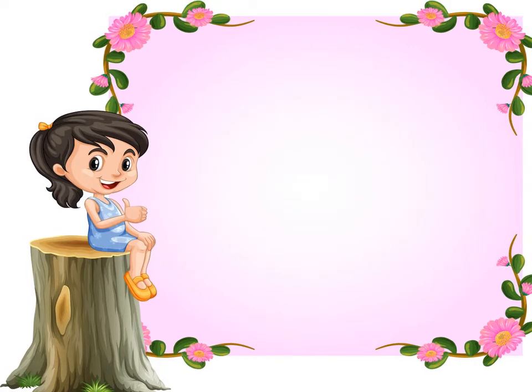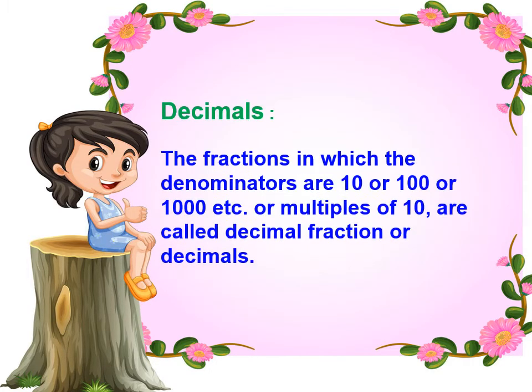So the definition of decimal. The fractions in which the denominators are 10 or 100 or 1000 etc. or multiples of 10 are called decimal fraction or decimals. Okay, in fractions the denominator should be 10, 100 or 1000 or multiples of 10, meaning 10,000, lakh, 10 lakh. This way, multiples of 10 are called decimal fraction or decimals.